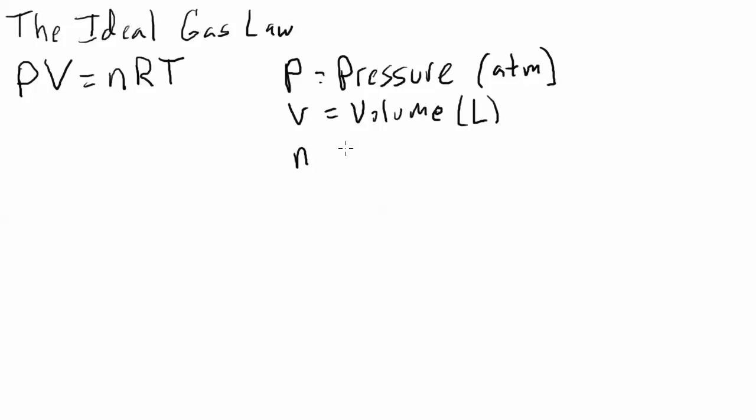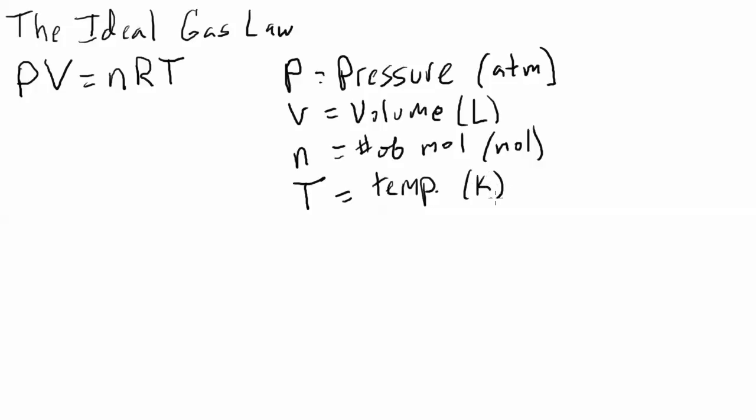N is number of moles, so the amount of the substance, and that's of course going to be measured in moles. R is a constant, so I'm actually going to skip that one for now and go straight to T. And T, of course, is temperature. And the temperature will be measured in Kelvin. It's got to be in Kelvin. Celsius won't work. And now R.